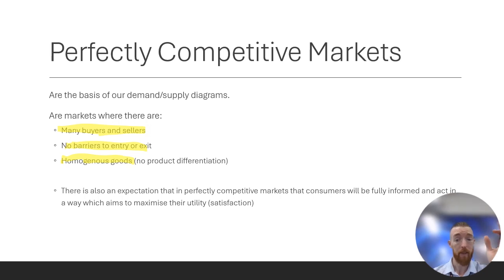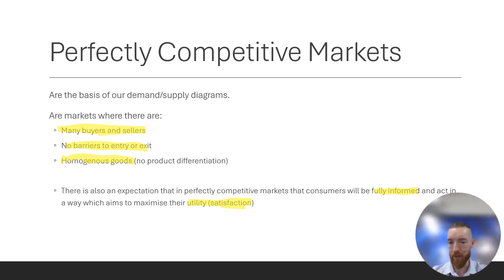No matter who you buy from, it's basically the same thing. Always think primary goods here, like fruits and vegetables. If you go to the Queen Vic market, no matter who you buy an apple from, an apple's pretty much the same thing. The quality may vary a little bit, but you're probably going to go for the least price for the most quality. So there's an expectation that in a perfectly competitive market, consumers will be fully informed and act in a way that maximizes their utility or satisfaction. So customers are going to buy whatever is going to give them the most satisfaction. So the highest quality for the least price, they are going to go for.